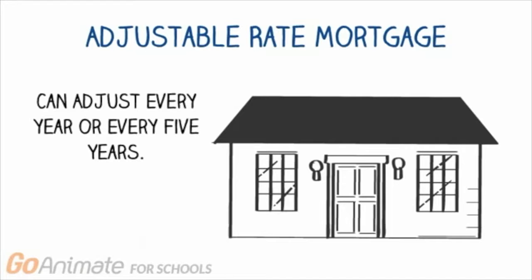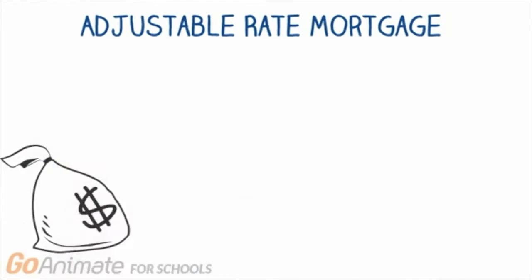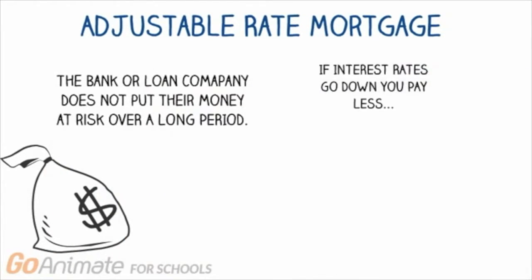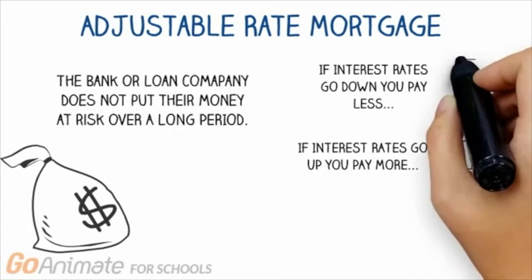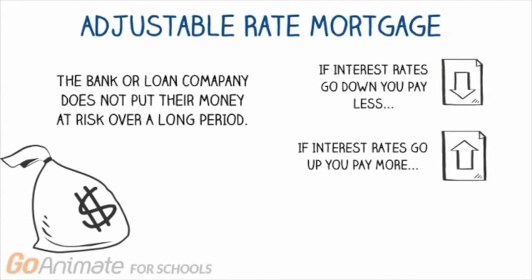By adjusting, what that means is the mortgage company is not putting as much of their money at risk over a long period of time, because if interest rates go down, you'll pay less interest. But if interest rates go up, you will pay more interest. So they're sort of buying some time to decide whether to charge you more interest or less interest.